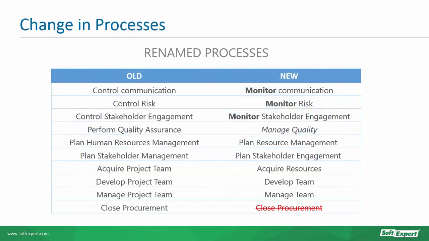And here we have all renamed processes. The total of 9 processes have been renamed and 1 closed, as we see below. First, the term control was changed to monitor for some situations but stayed on others for a certain purpose. Perform quality assurance changed to manage quality, considering that most organizations' quality assurance is outside of the project. Plan resource management, as we said on an earlier slide, is following the project resource management.